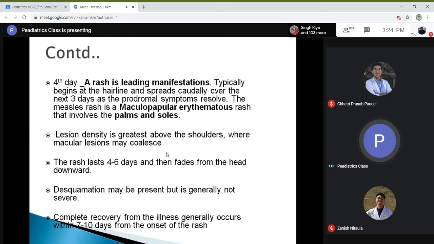Recovery from the illness will take somewhere around 7 to 10 days from the onset of the rash. Okay, so the rash started, and 6-7 days or 7-10 days maybe are the clinical periods. So how to recognize this is very important. You cannot just write fever and then rash. No, you have to write in detail, so that we can understand what you're writing about, the fever and rash.